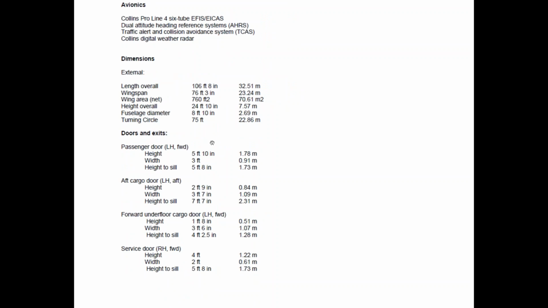Dimensions, external: the length overall is 106 feet 8 inches. Wingspan 76 feet 3 inches. Wing area 760 square feet. The height overall is 24 feet 10 inches. Fuselage diameter is 8 feet 10 inches. And turning circle radius of 75 feet.